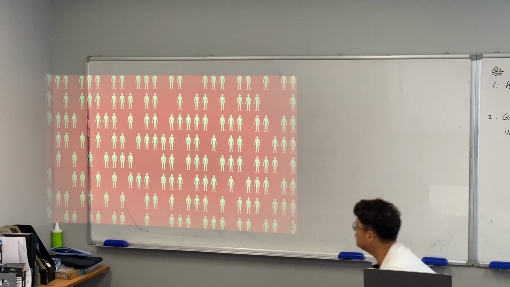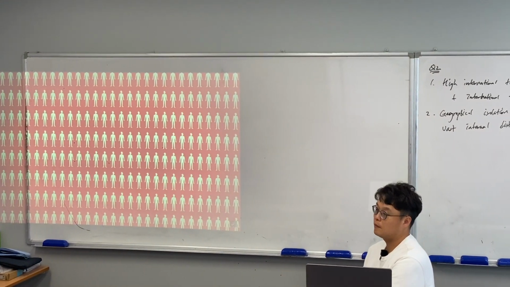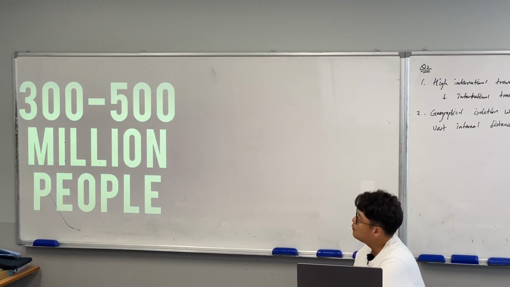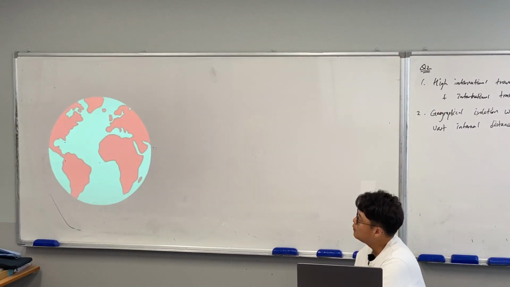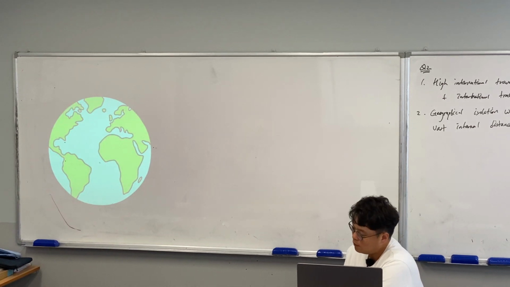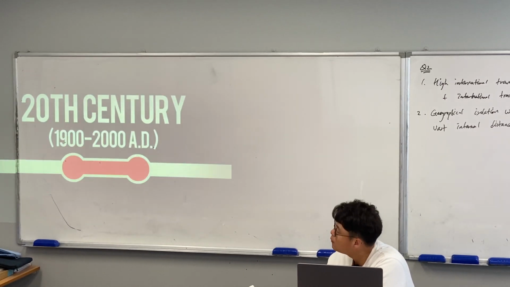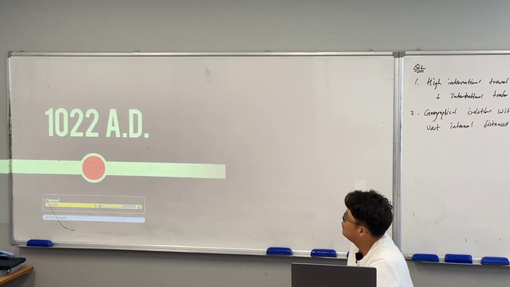Since then, it has killed billions of people, with an estimated 300 to 500 million people killed in the 20th century alone. But smallpox is not unbeatable. In fact, the fall of smallpox started long before modern medicine. It began all the way back in 1022 AD.